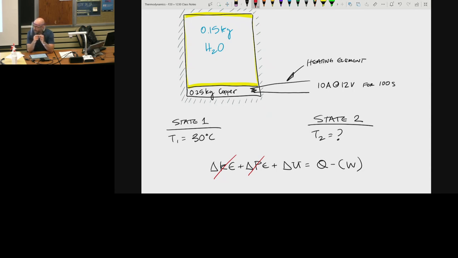That simple system, we could solve that problem with the simple system, but then we would need to also make the copper a system and find out what the heat is leaving the copper, and that would be the heat coming in to the water. We could do that, make two separate systems. Or I could suggest that we just make this whole thing the system. So that's what we're going to do. We're going to make the whole thing the system.